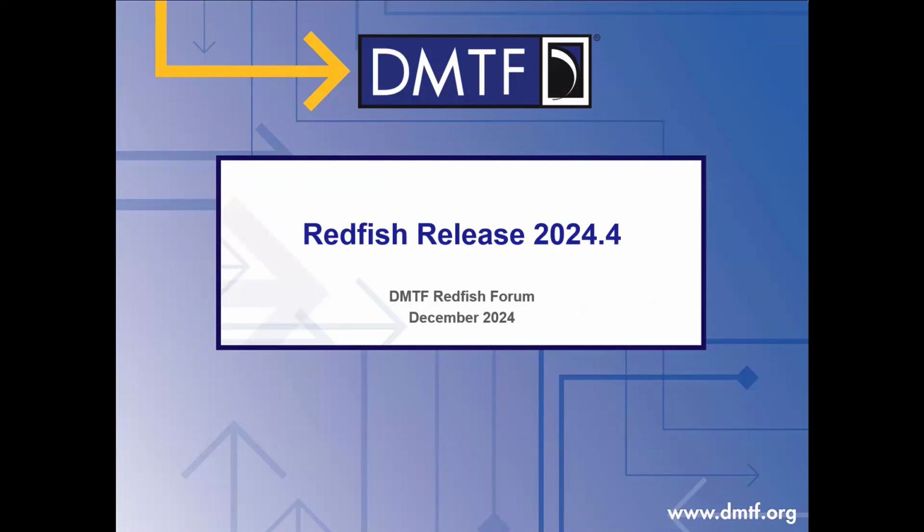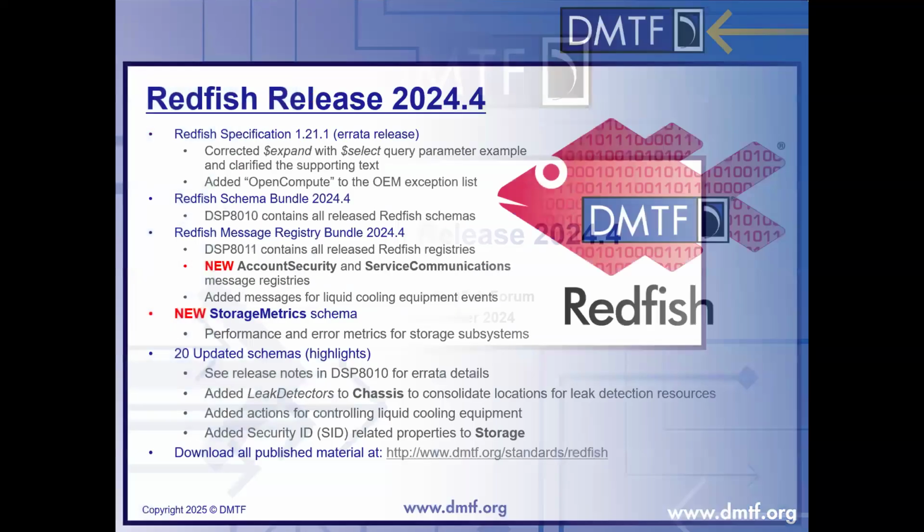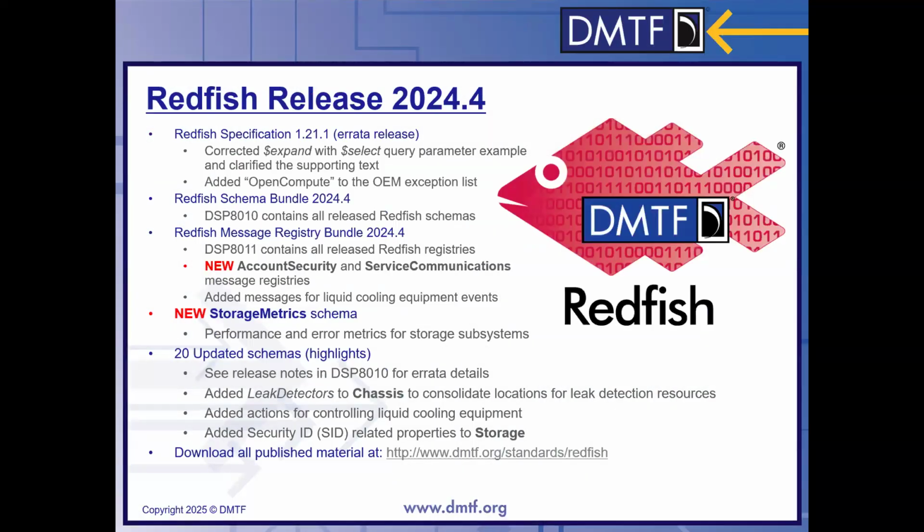All right, and so with that, let's get into the content of this release. This is release 2024.4 that became public. It was released in December, but the public availability was mid-January, and that is available on the website, and we'll give you a link to that, of course, as always. So here's a summary of what's covered in this release.